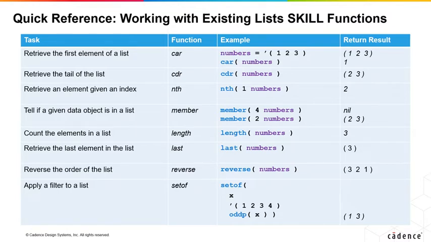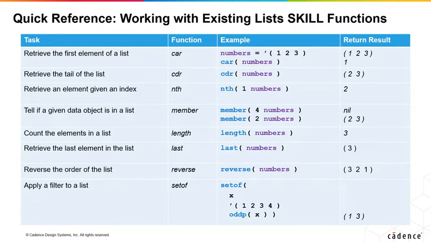Next, we want to look at how we might retrieve the last element in the list. Recall, car got the first element, last returns the last one. So in this particular case, we have the function last. We're passing in the list numbers, and it returns the number 3 in a list as the last element. Notice, car returns a single element, last returns a list.